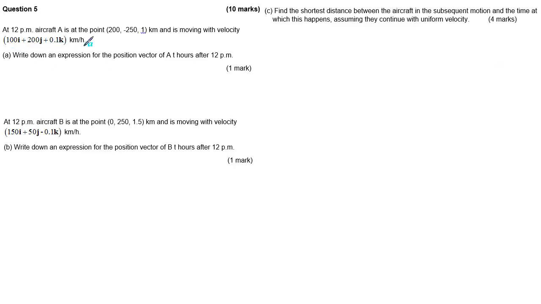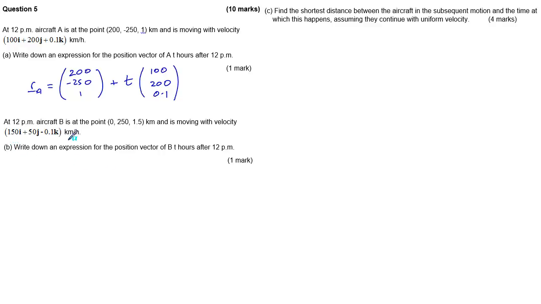At 12 p.m, aircraft A is at the point (200, -251, 1) kilometers and is moving with velocity 100i + 200j + 0.1k kilometers per hour. Write down an expression for the position vector of A t hours after 12 p.m. So, the position vector of A is going to be start point (200, -251, 1), and then every hour, so we multiply by t, we do 100, 200, 0.1.